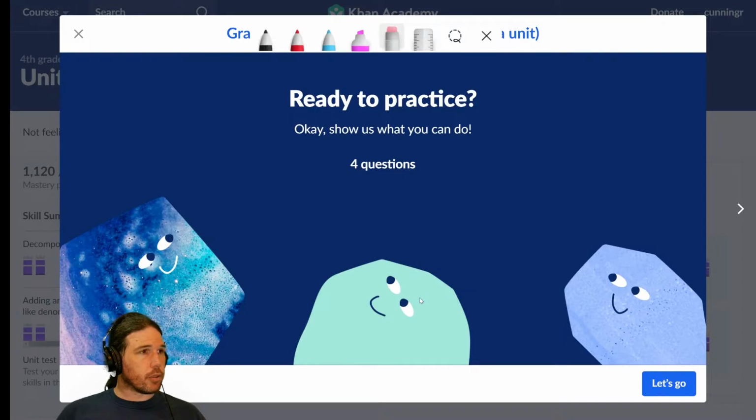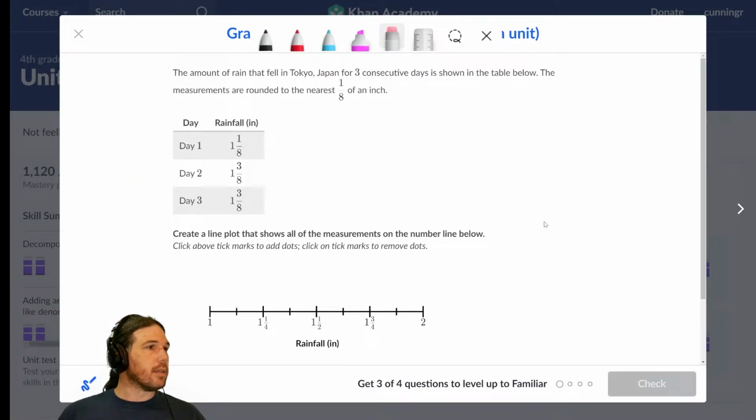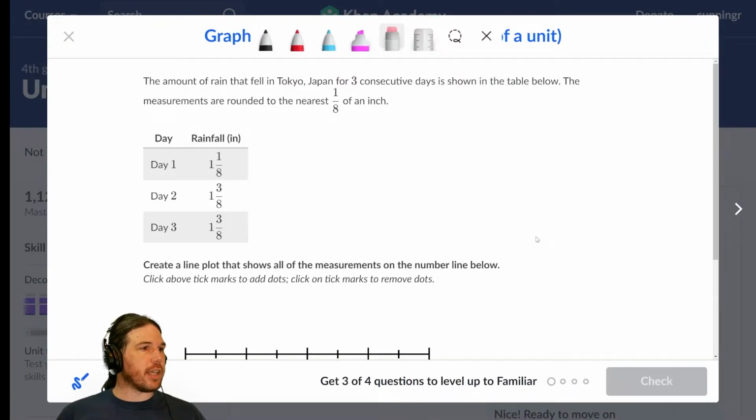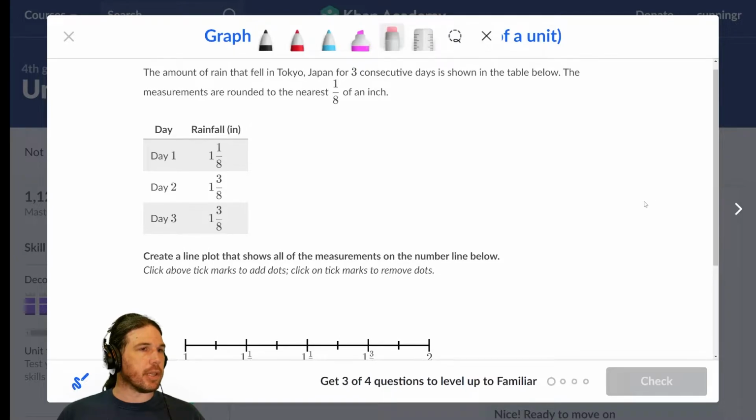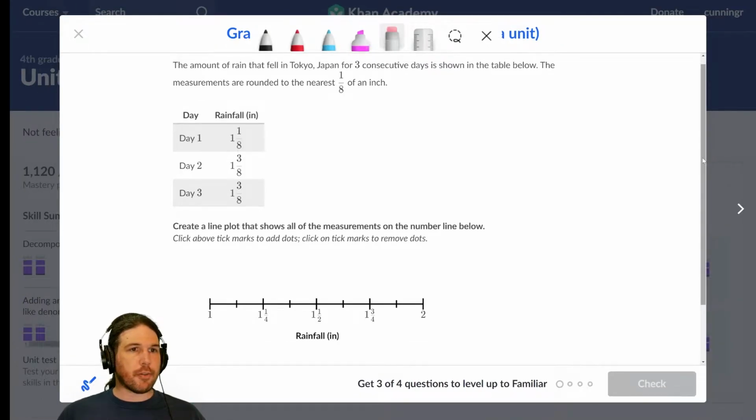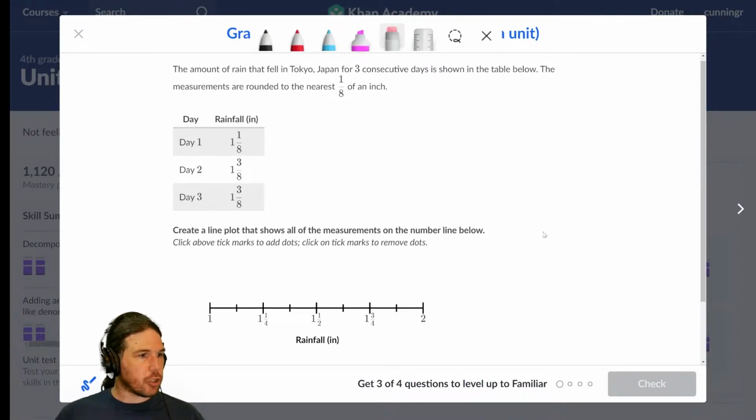Boom. Graph data on line points. The amount of rain that fell in Tokyo, Japan for 3 consecutive days is shown below. The measurements are provided to the nearest 1/8 of an inch. So it looks like each of these tick marks is 1/8 of an inch, which makes sense because then 2 of them would make 1/4, right?